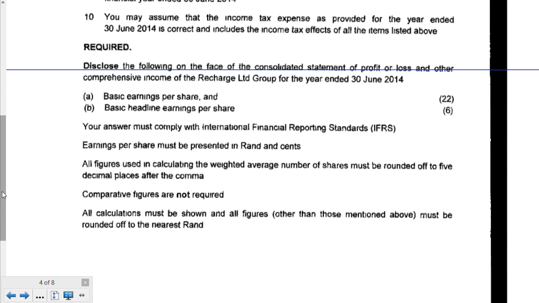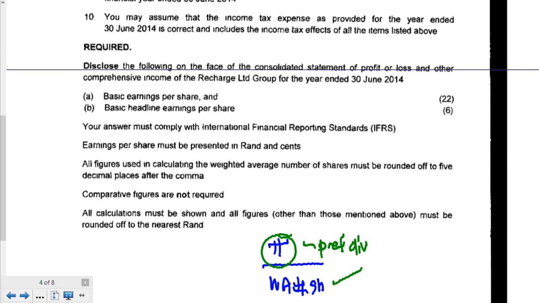We know that with basic, it's a very simple calc, isn't it? It's profit attributable to ordinary shareholders over weighted average number of shares. The profit attributable to ordinary shareholders is after pref divs. And it could be pref divs paid, it could be pref divs not paid if it's cumulative. For the weighted average, we know that we sometimes have adjustments for share issues or for cap issues, or sometimes even rights issues. And that's what adjusts the weighted average.